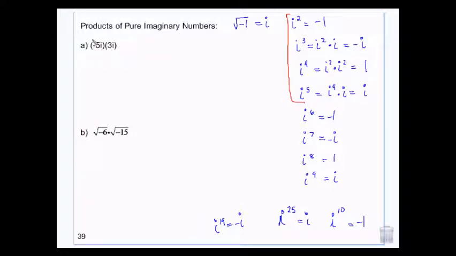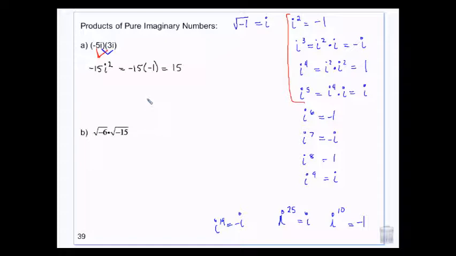When I multiply pure imaginary numbers, like in this case, I'm only going to have 2 i's. So I multiply the numbers, and then I multiply the i's. So what I get is 5 times 3, that's negative 15 i squared, because i times i is i squared, except i squared is negative 1. So this gives me positive 15.